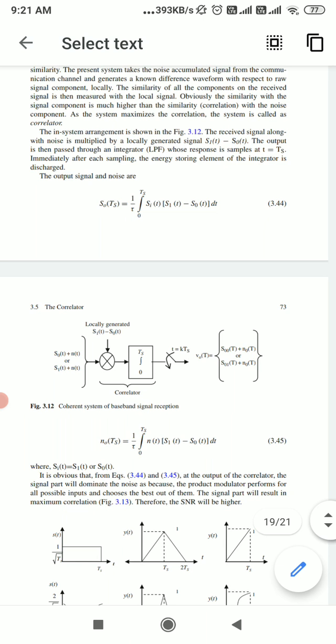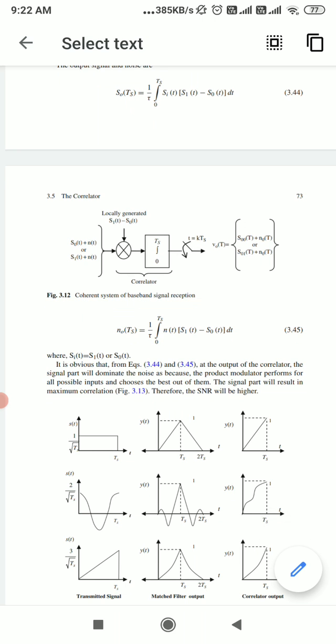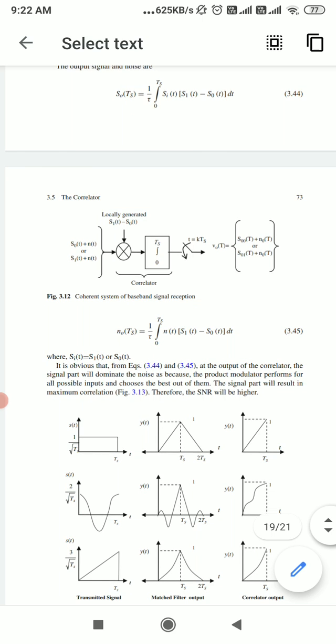So we can say the signal part of the correlator output will dominate the noise, because the product modulator performs over all possible inputs and chooses the best of them. So the signal part will result in the maximum correlation. If we use the correlator, you will get an improved SNR. If we use the correlator receiver circuit, the product modulator works over all possible inputs and chooses the best out of them, so the signal part results in maximum correlation, which gives us a higher SNR value.